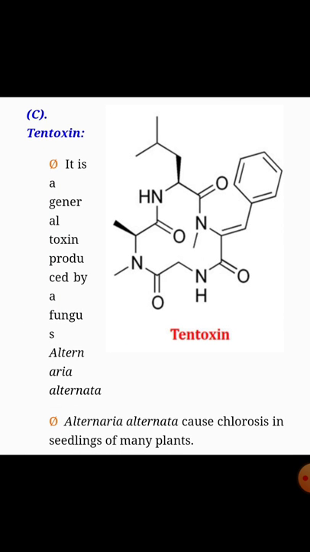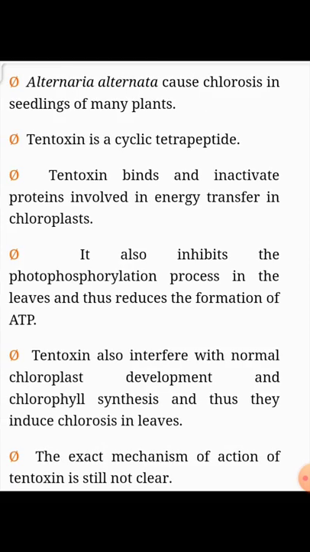Next, the third type of non-host specific toxin is tentoxin. Tentoxin is, as you can see here, a general toxin produced by a fungus. The fungus is Alternaria alternata. Alternaria alternata causes chlorosis in seedlings of many plants. Chlorosis means the depletion of chlorophyll from the leaf cells, which causes yellowing of leaves. Tentoxin is a cyclic tetrapeptide.